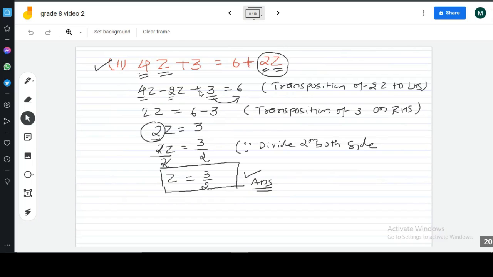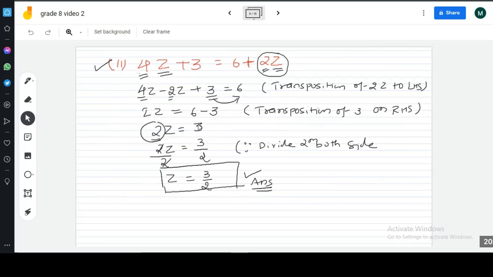since 3 is positive, this positive 3 will become negative 3, that is, plus 3 will become minus 3 if we take it to the right side. So 6 minus 3. And 4z minus 2z, again taking the difference of the coefficients 4 and 2. So 4 minus 2 will be 2, and the right side is 6 minus 3. So 6 minus 3 will become 3.